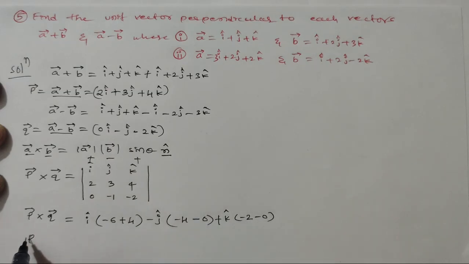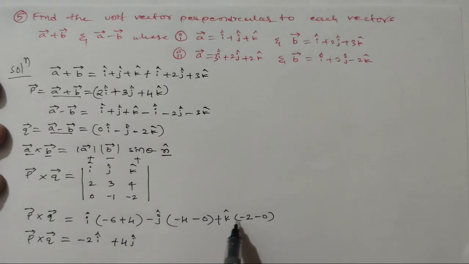So that is equal to p vector cross q vector is equal to minus 6 plus 4 becomes minus 2i. Okay, and minus minus, here it is plus 4 j cap. Here also minus 2 k cap. Okay, this is a vector, right? So can I write this vector becomes c vector?